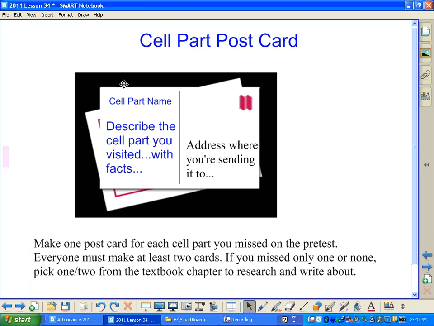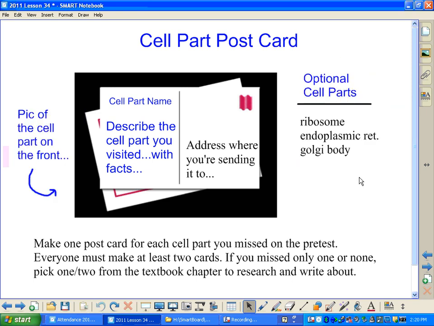You're going to make one of these postcards for each cell part that you missed on the pre-test in the last week of November. Everyone has to make at least 2 cards. If you didn't miss 2 or more vocabulary terms on the pre-test, then you have to choose from the optional list: ribosome, endoplasmic reticulum, or Golgi body. But everyone has to make at least 2 cards for homework.